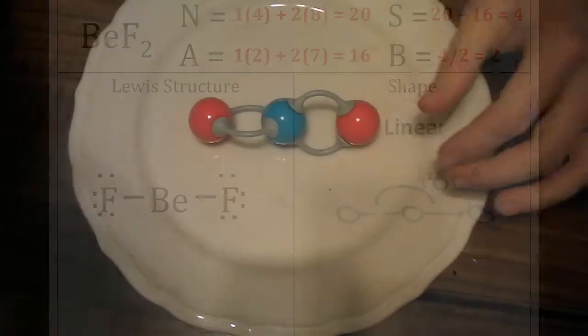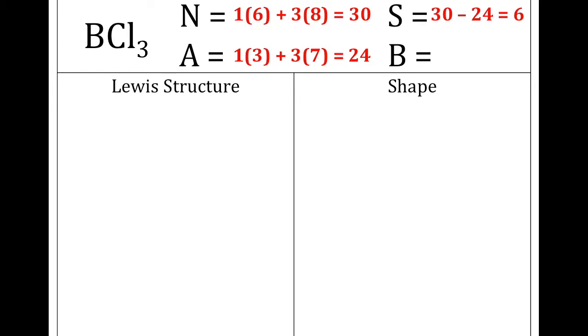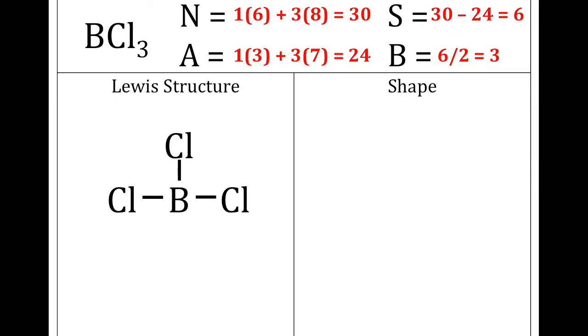All right, let's look at the next one. Boron trichloride. The needed would be 30. The available would be 24. Shared would be 6, which means the bonds would be 3. So we'd start with boron in the middle, surround it with chlorine on each side, and connect single bonds to each of the atoms. Since we only needed 3 bonds, we don't need to draw any more.